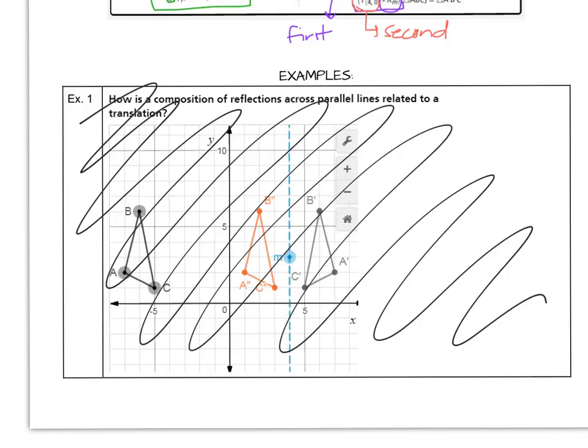As we go through our examples, the first thing we're going to do is just cross off example 1. This is actually more of a translation than it is a glide reflection. Go ahead and cross this one off and we'll go to the next example.